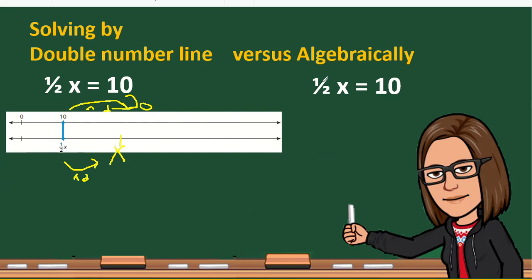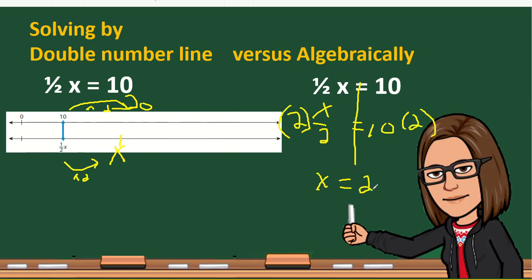But like I say, I don't like using the double number line. I like to use algebraic. With algebraic, you draw your little line, and whatever you do to the left side, you do to the right side. Since it's 1/2 x, it's the same thing as saying x over 2 equals 10. So now I know it's x divided by 2, so the inverse operation of division is multiplying. I'm going to multiply by 2, so x equals 20.